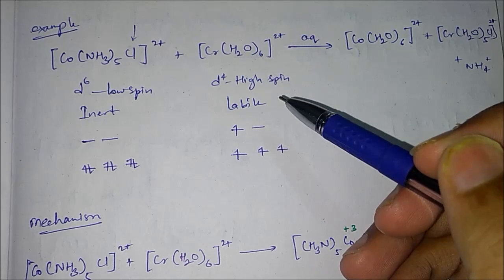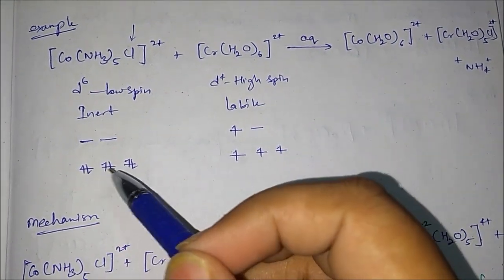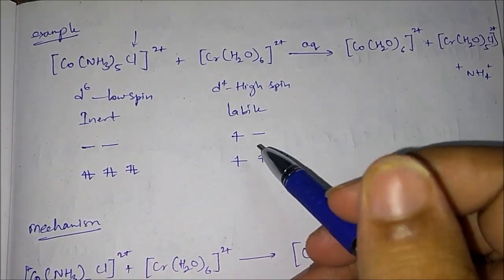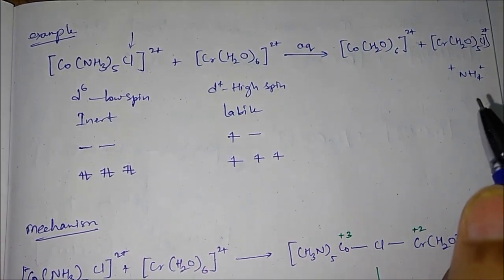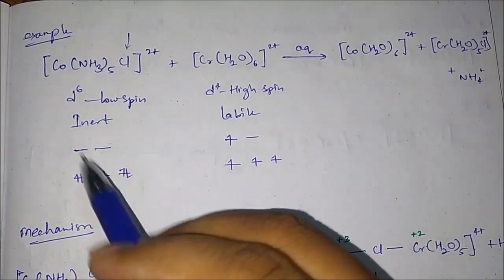Now if you draw the electronic configuration, it will be like this. The Eg orbital is empty and the T2g is completely filled, so that's why it is an inert complex. Whereas here you can see one electron is there in the Eg orbital, so that's why it is a labile complex. So this is inert and this is labile. So the first condition is fulfilled, that one of the complexes is inert and the other is labile.